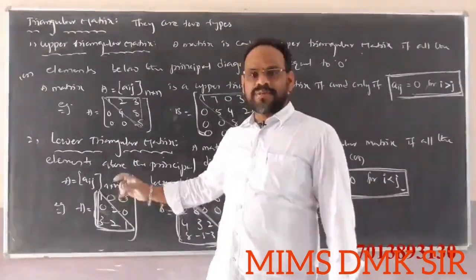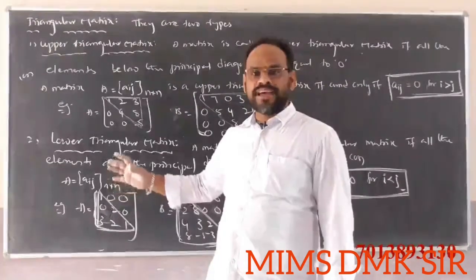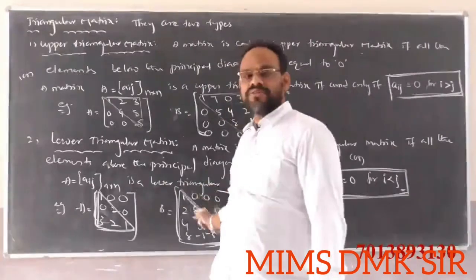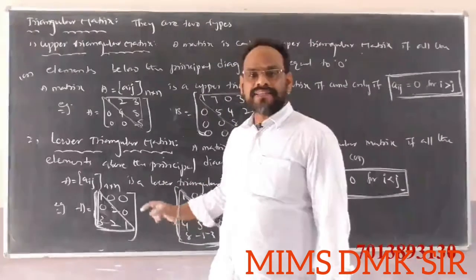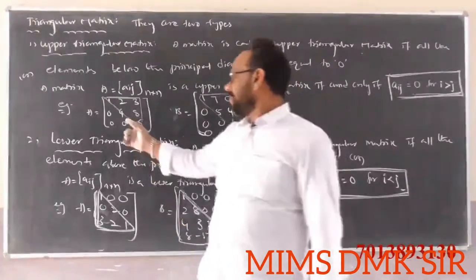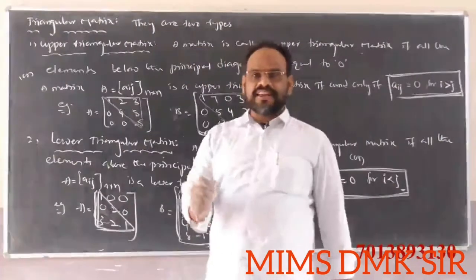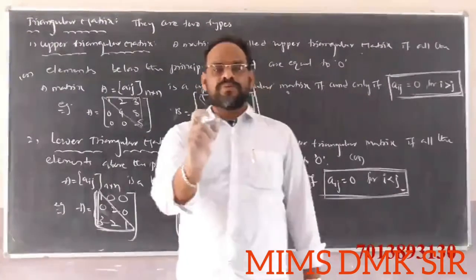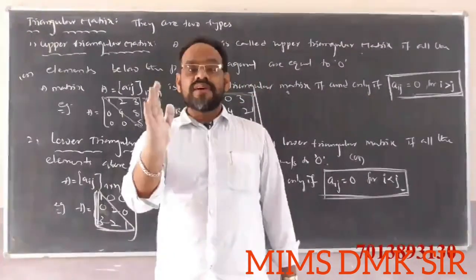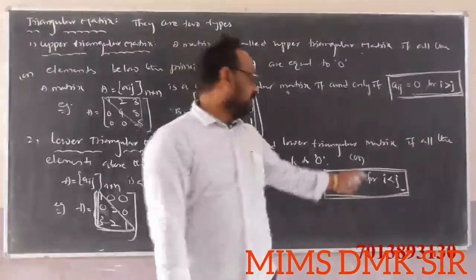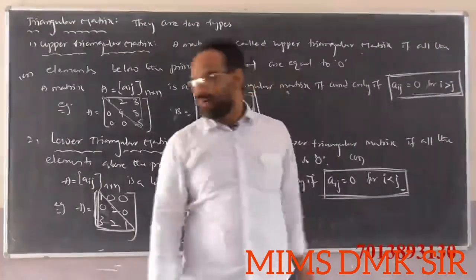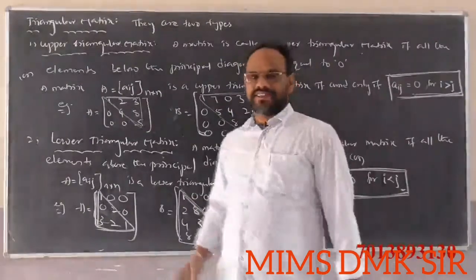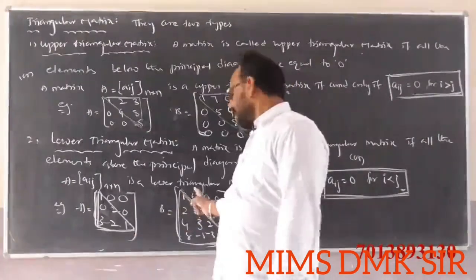A matrix is said to be a lower triangular matrix if all the elements above the principal diagonal are zeros. Or a matrix A of order n is said to be lower triangular if a_ij is always 0 for i less than j. The value is always 0. Observe here, this is the a12 element. For a12, i is less than j.